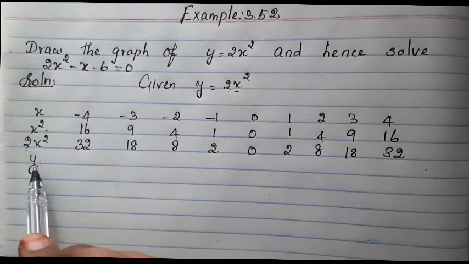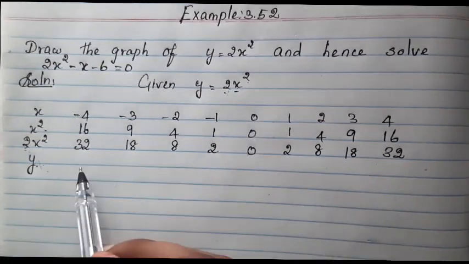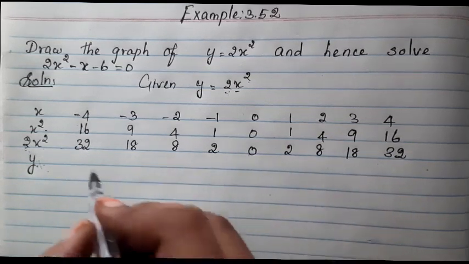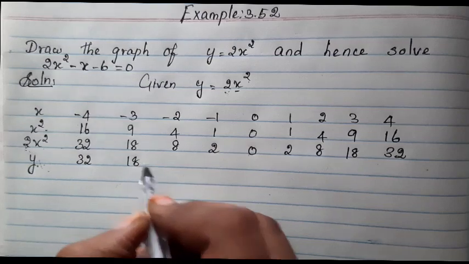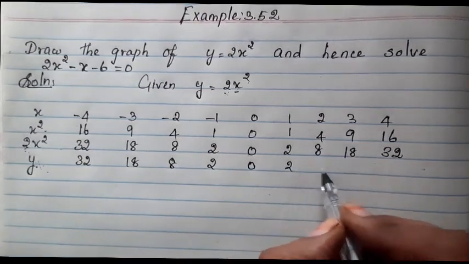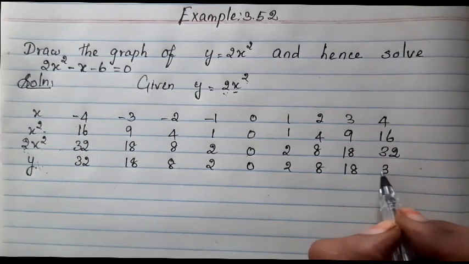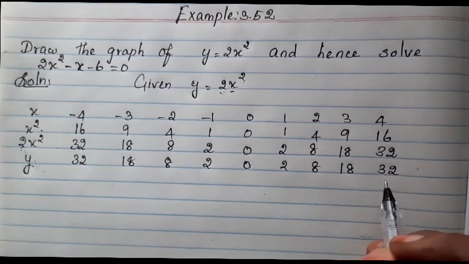So next you can write the y value. What is y? 2x square is y. So just write the 2x square value in the place of y. So 32, then 18, 8, 2, 0, 2, 8, 18, 32. So we completed the table.